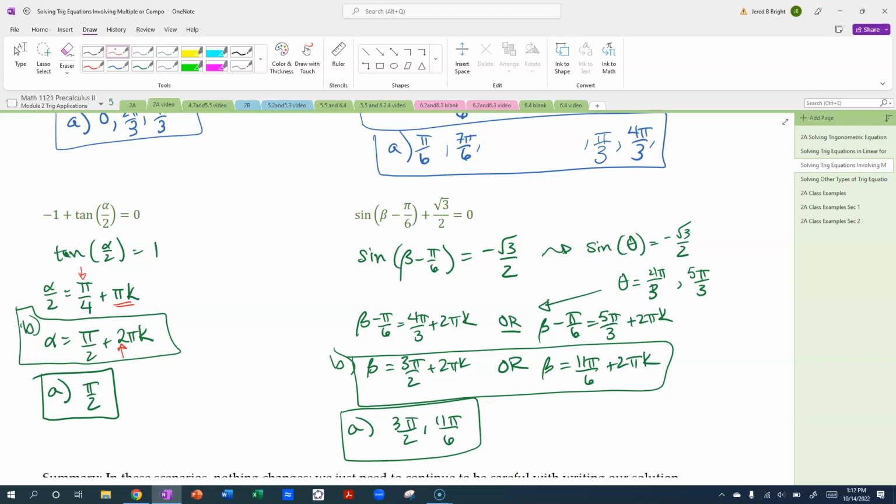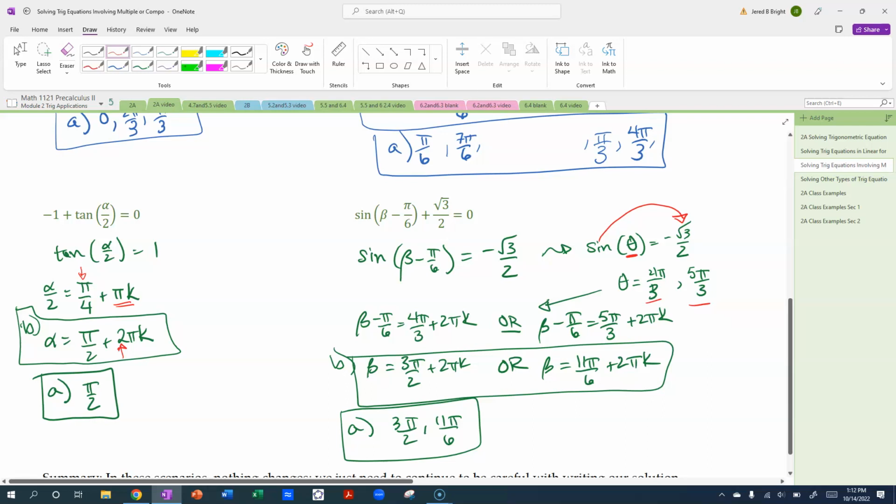So I just moved the square root of 3 over 2 over to the right side of the equation. And then I had to say, okay, this junk in here, the beta minus pi over 6, that is just an angle. So if it helps you to make that substitution, just say it's an angle, you sure can. But then I went to my unit circle and I asked myself again, where on the unit circle is sine, the y value, negative square root of 3 over 2? Oh, 2 places, 4 pi over 3 and 5 pi over 3.